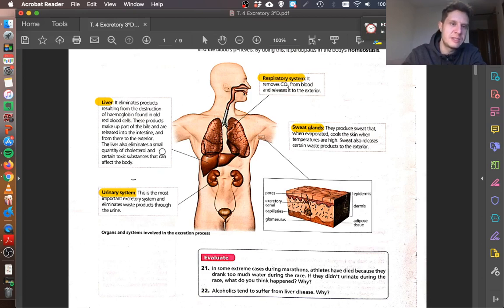The liver also eliminates a small quantity of cholesterol and certain toxic substances that can affect the body. Drugs affect this marvelous organ, the liver, and what is called transaminases, or transaminasas. These are what we check when we extract blood to analyze and see if everything is in order, to check if the liver is properly working.